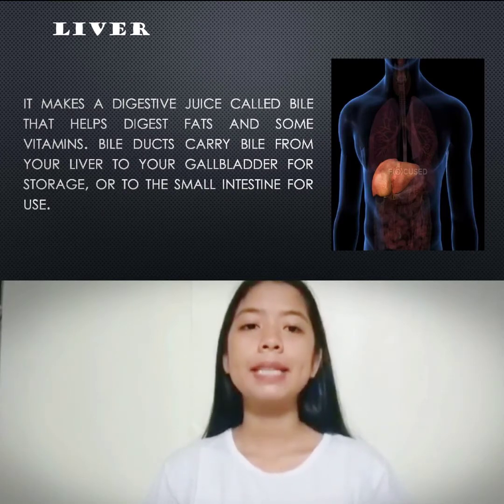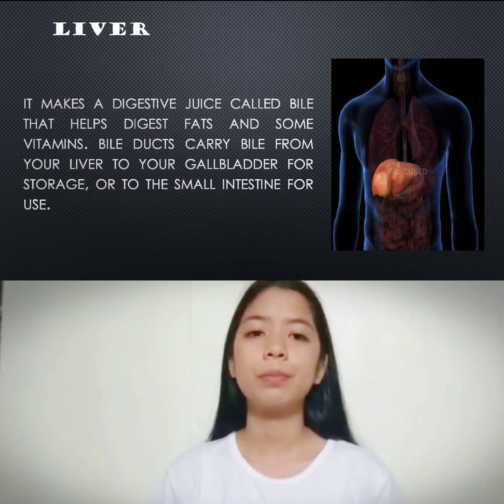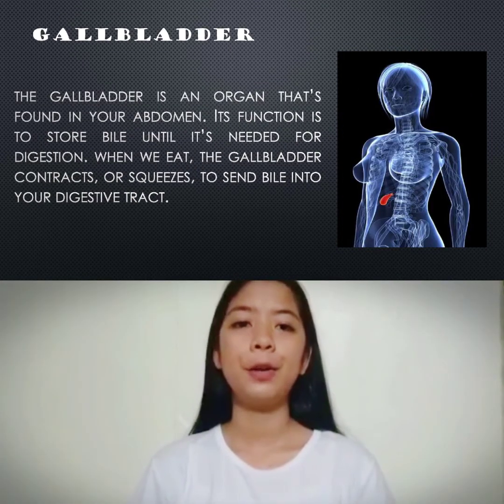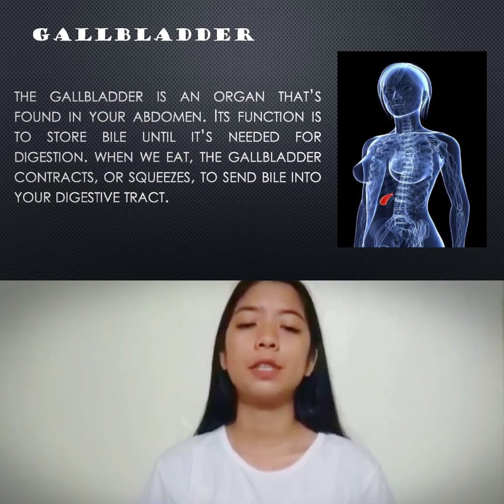Liver. It makes a digestive juice called bile that helps digest fats and some vitamins. Bile ducts carry bile from your liver to your gallbladder for storage or to the small intestine for use. Next is the gallbladder. The gallbladder is an organ that's found in your abdomen. Its function is to store bile until it's needed for digestion. When we eat, the gallbladder contracts or squeezes to send bile into your digestive tract.